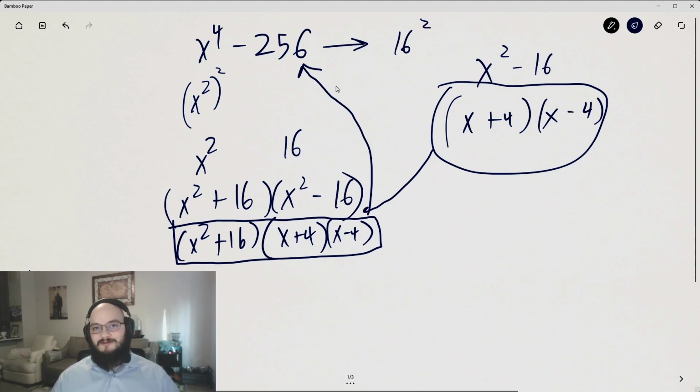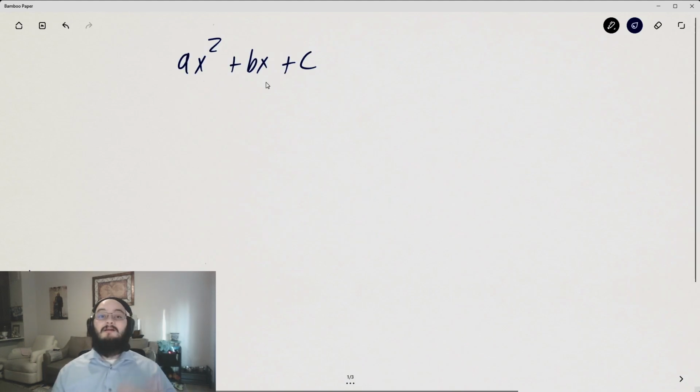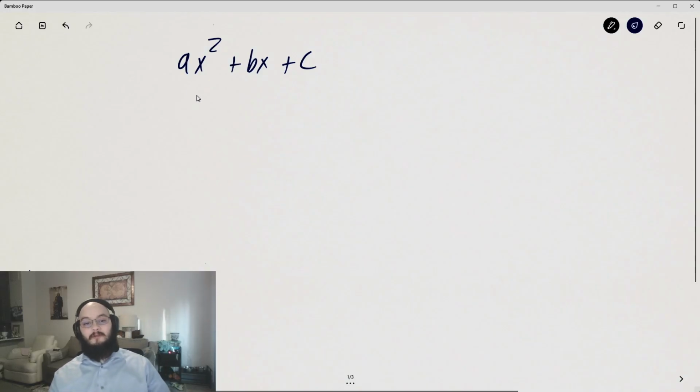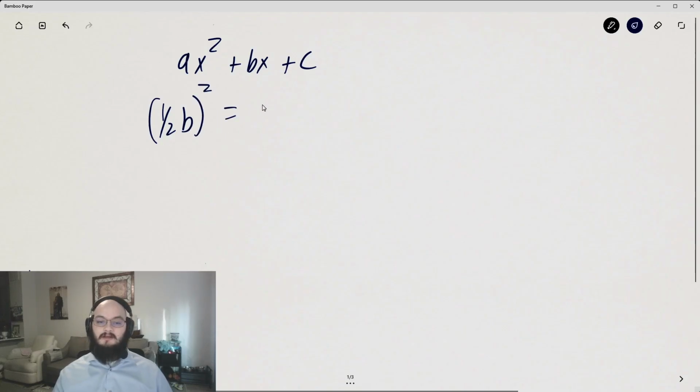Let's talk about perfect square trinomials now. A perfect square trinomial is where you have a quadratic in the form ax squared plus bx plus c such that one half of b, squared, is equal to a times c.